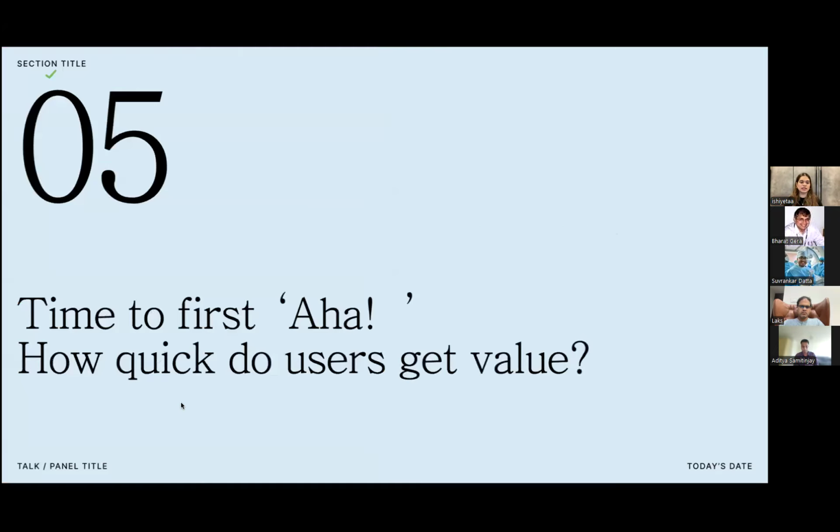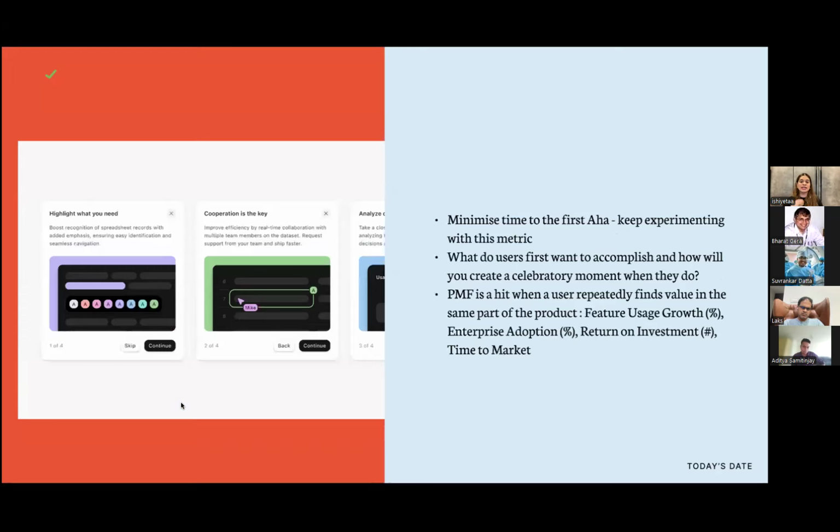Then the fifth is time to their first aha. So how quickly do they actually get value? And what this means is minimize the time it takes to perform the first set of tasks and successfully complete something. So if I am entering a platform where I need to schedule an appointment with a therapist, I should be able to enter it. I should be able to get past the steps and reach that success state of booking as quickly as possible.